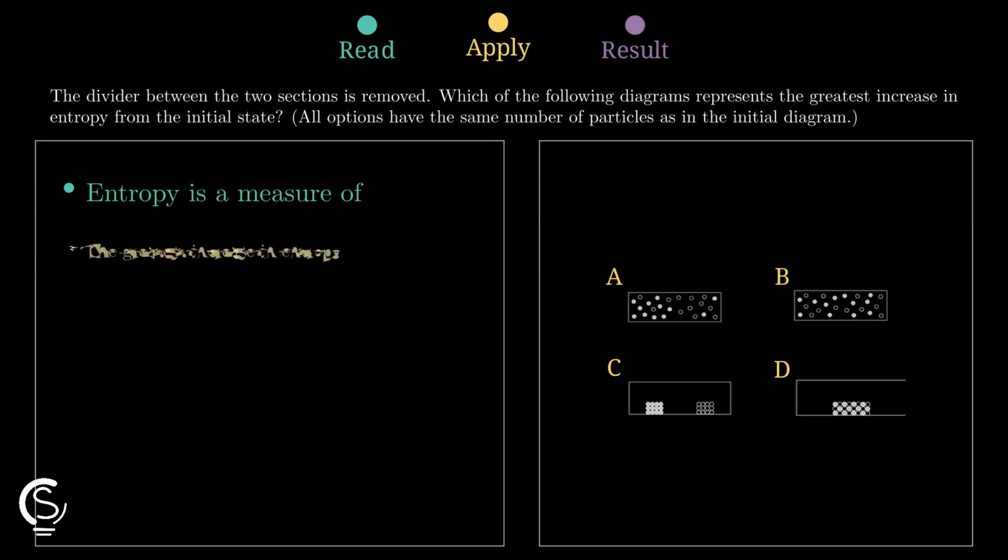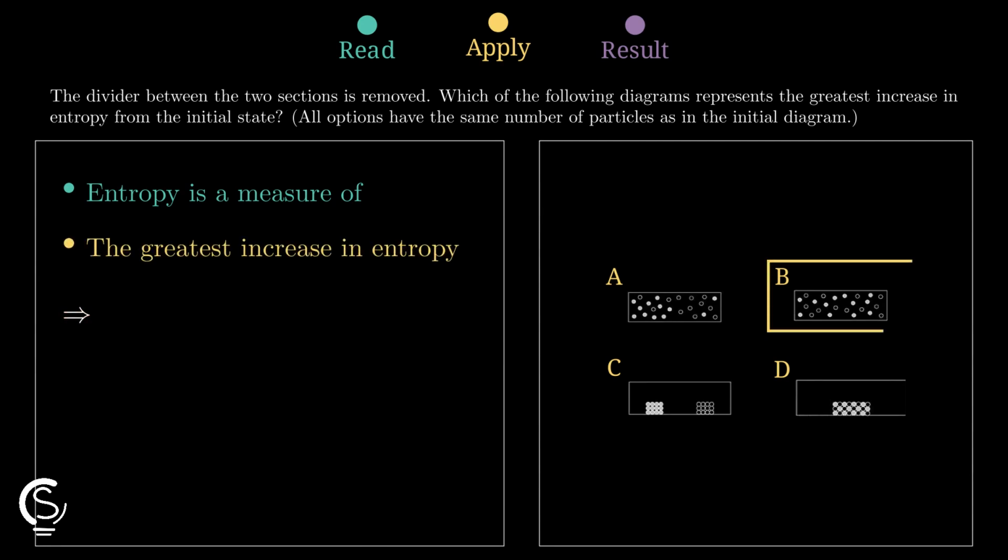Option B shows the most uniform mixing of particles. This represents maximum disorder, making it the winner for highest entropy.